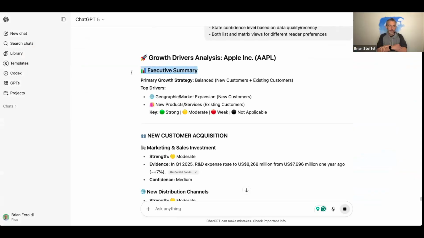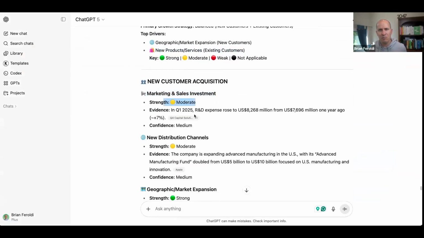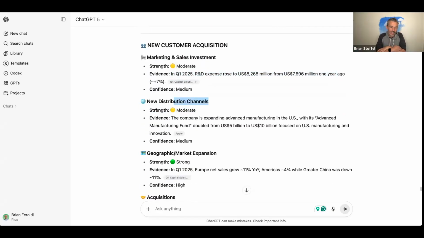All right, Apple. The top drivers are geographic and market expansion, new customers, and new products and services for existing customers. So sales and marketing investment, moderate. It says R&D expense rose. Well, that's not sales and marketing expense. So I would say at least the evidence is wrong. Come on, ChatGPT. New distribution channels, moderate.